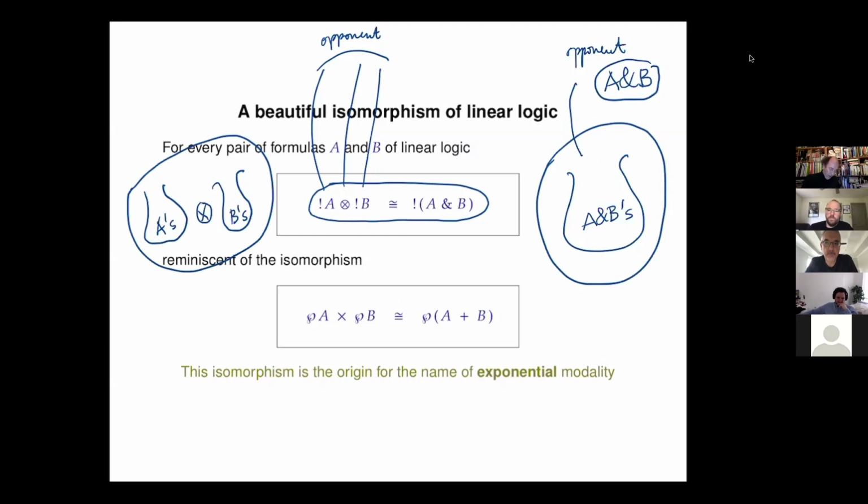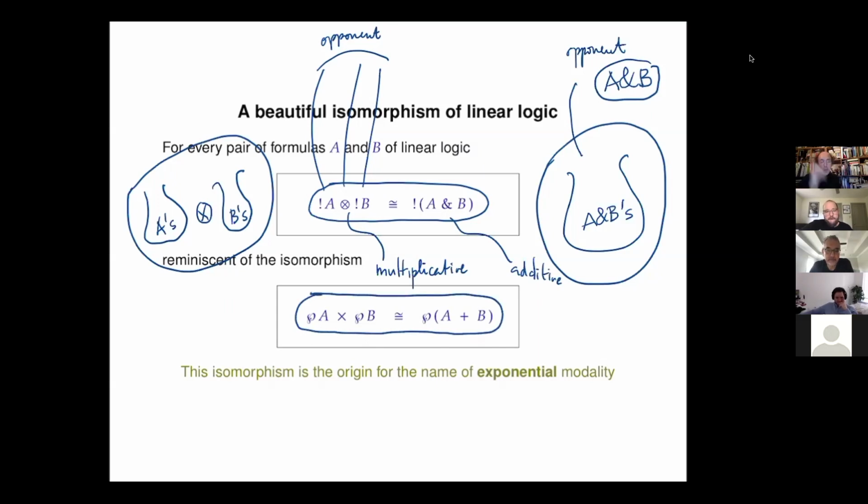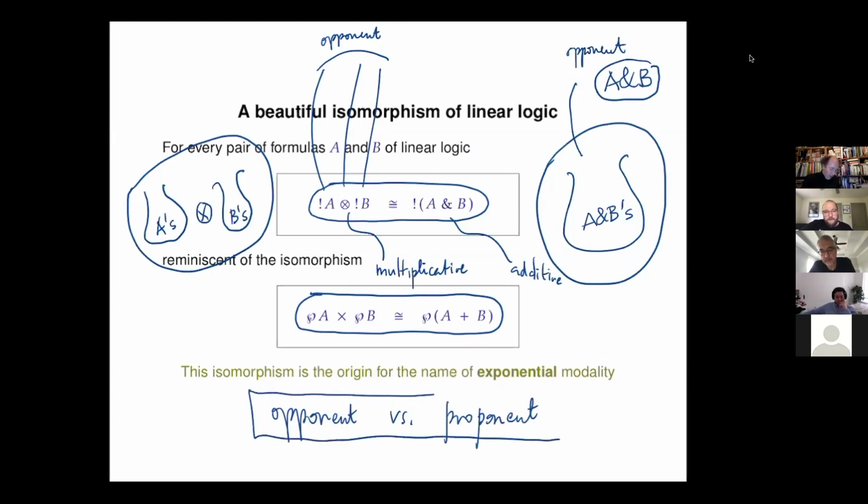Here, tensor is called multiplicative, and here it's called additive. The reason is that this is reminiscent of this isomorphism: the power set of A times the power set of B is the same as the power set of A plus B. But now the novelty is that we have a notion of opponent versus proponent. So it's really some kind of duality appearing, which I would say is the essence of logic: this duality between someone who wants to prove and someone who wants to refute.